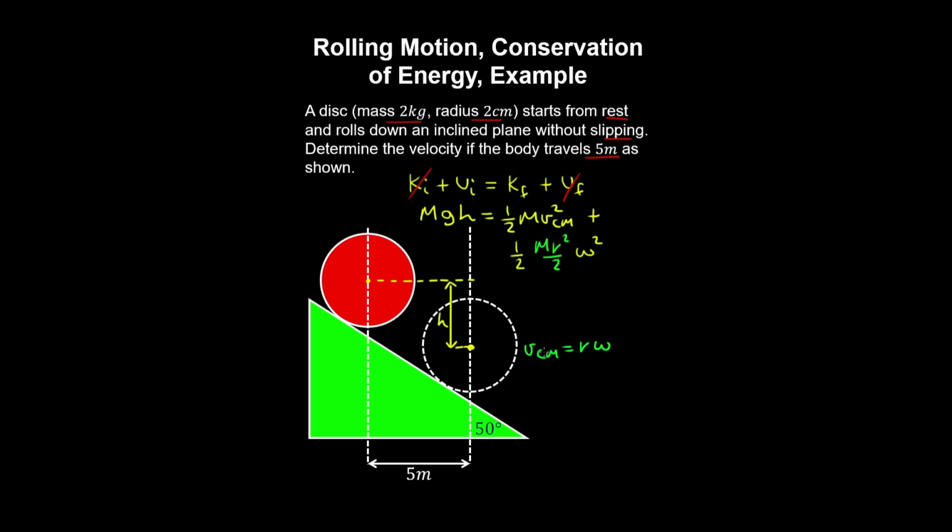and substituting for the velocity of the center of mass in this term, then we can do some cancellations and we get the following expression, which we can solve for the velocity of the center of mass. And you can determine an expression for h using trigonometry.